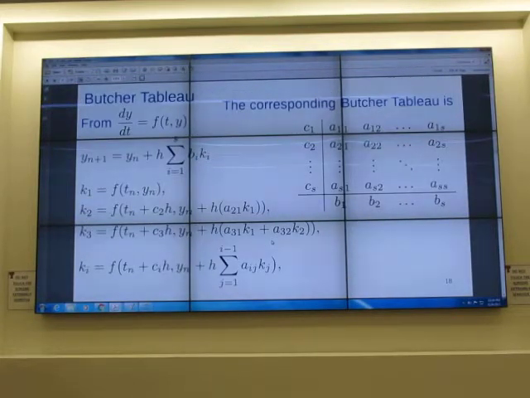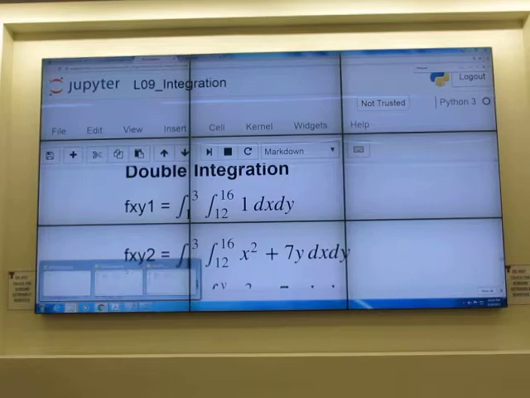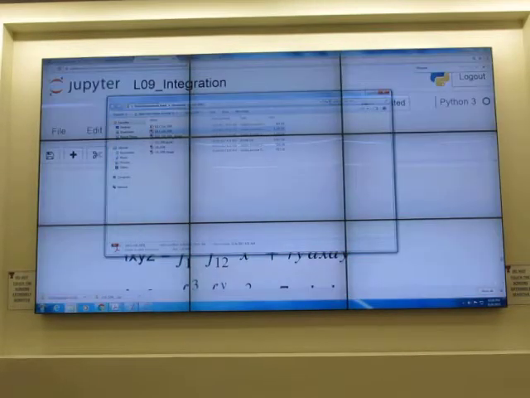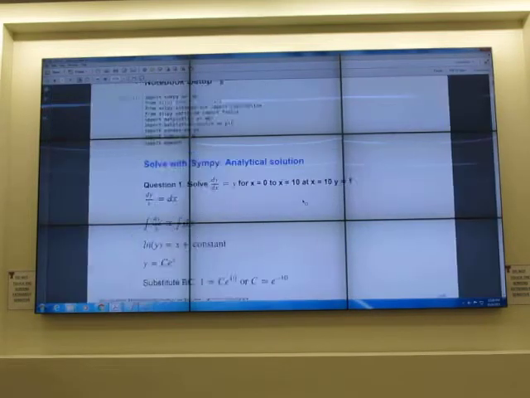Okay. There is another method that is even better than this. But first we have to know about the Butcher tableau. We'll cover it next time, but for now, let's take a quick look at the code. Okay, just one of them.